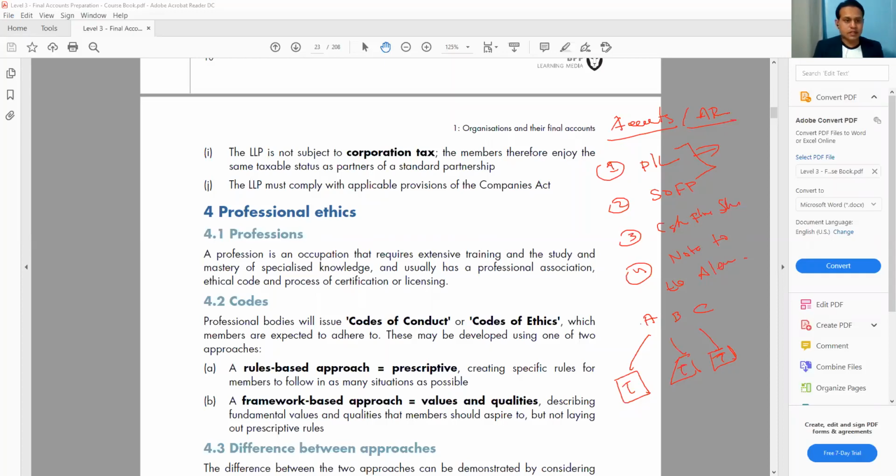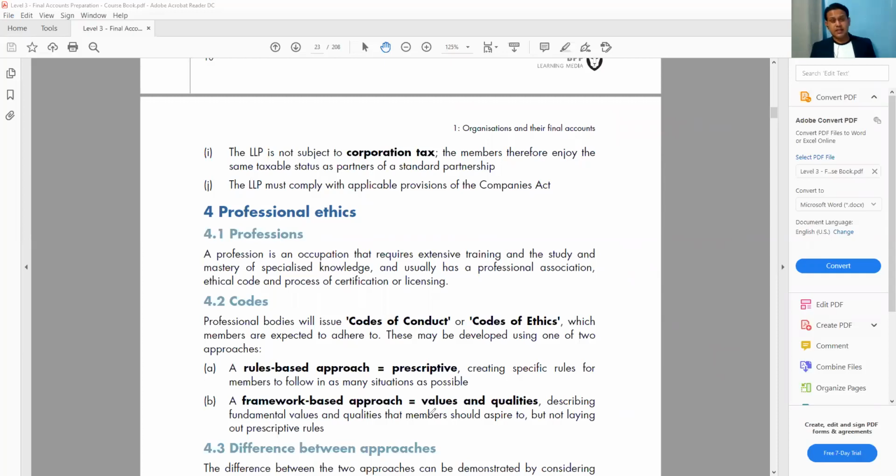So let's talk a little bit about professional ethics. Now, professional ethics is kind of the judgmental thing. Ethics is always judgmental. Ethics is not something illegal. Sometimes we have to understand the difference between the illegal and the unethical.